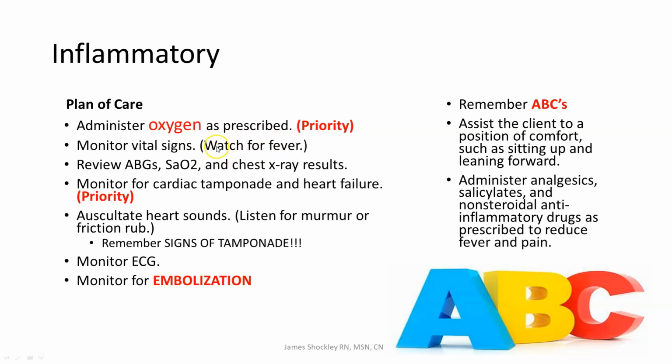getting a good temperature, reviewing any kind of ABGs, our SaO2s or SpO2s, look at your chest x-ray results, see if there's any cardiomyopathies, cardiomegaly. You're going to monitor for cardiac tamponade. What you're going to see again is kind of changes in the vital signs over the long term. So we're going to trend that information. You're going to listen to your friction rubs, monitor the ECGs closely, and monitor for embolization. Again, it's still focusing around airway, breathing, circulation.